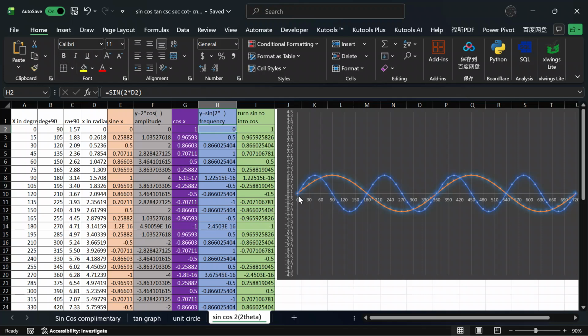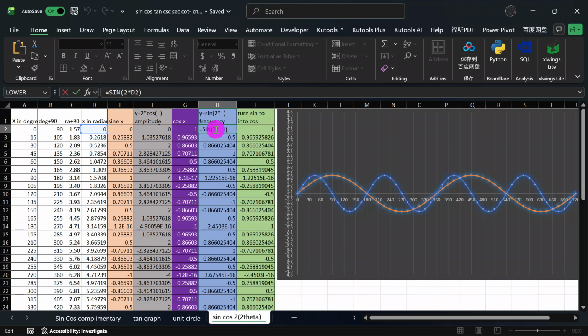So this y takes 180 degrees, which is pi, to reach and intersect with the x-axis. However, if you multiply the theta value by a factor of 2, which means you increase the frequency, it will intersect with the x-axis at 90 degrees. So that's how it is.